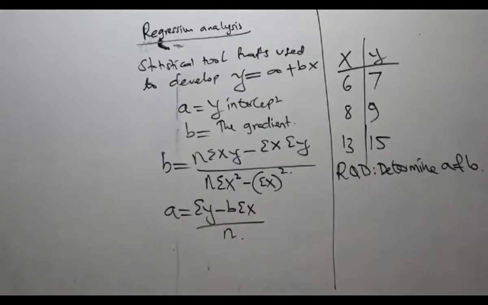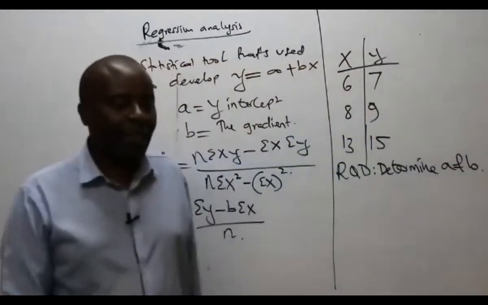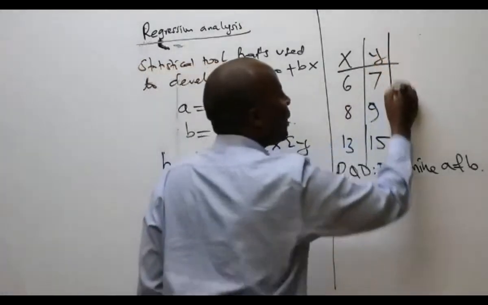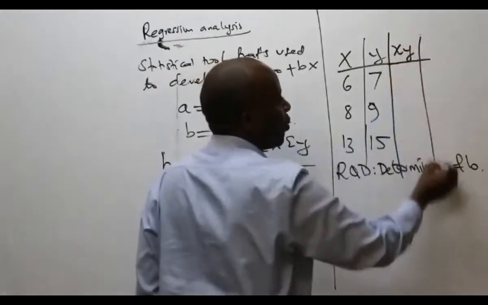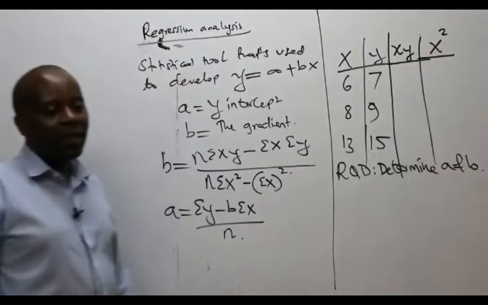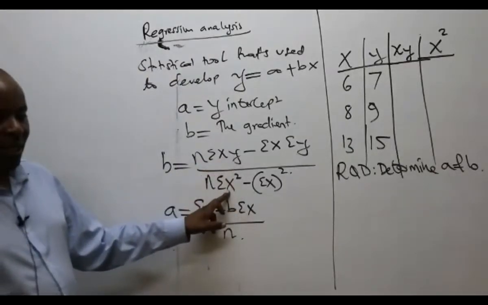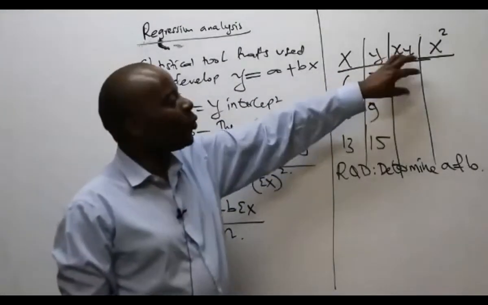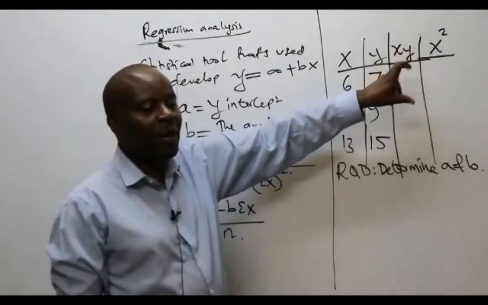So anytime anybody talks of ascertainment of parameters using regression analysis, what you're supposed to do is to create two columns. The first column will capture the multiple xy. The second column will capture the multiple x squared. These are the two additional columns that we would need to be able to get regression parameters.